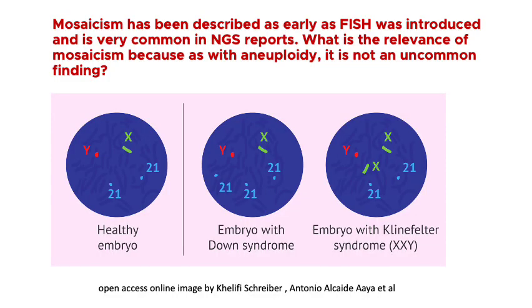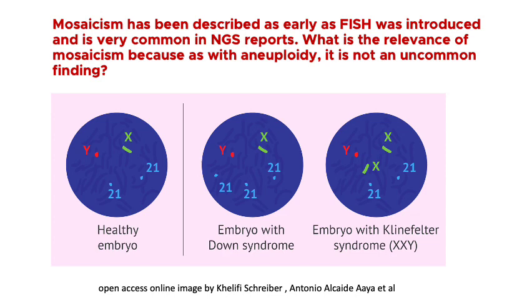However, all of these procedures, or most of them I should say, have a number of problems associated with them that have been complex. Mosaicism has been described as one of the most important ones, and mosaicism was seen as early as when FISH analyses were introduced years ago, and is very common in NGS reports. So what is mosaicism, and what is the relevance? Because as with aneuploidy, it is not an uncommon finding. Many reports we get back from next-gen sequencing of DNA now include a mosaic component. And how do you use that information?